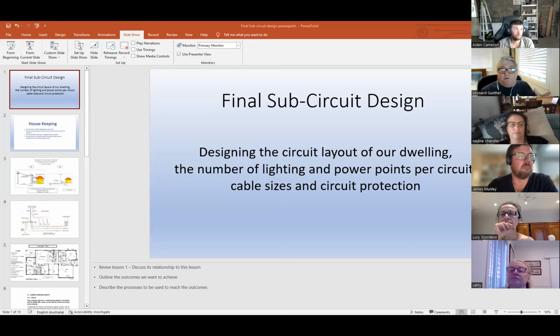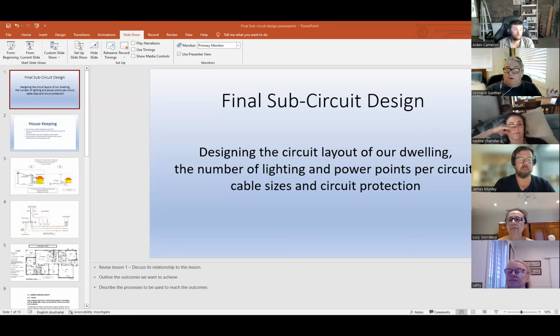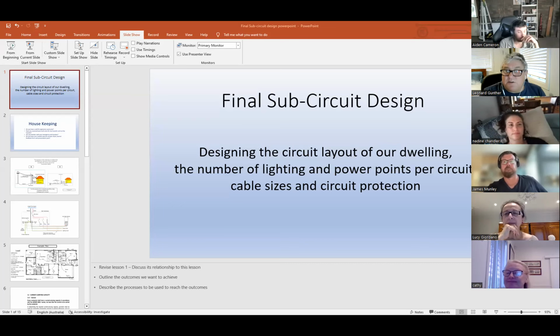We'll look at wiring rules, and there are no calculations in this one. We'll just look at how we're going to design that and where we're going to put our power points on each circuit. So that's our outcome. That's what we want to achieve tonight: to be able to pick up a plan, look at it, and work out exactly what we're going to do when we go to wire a house. Okay, everybody on the same page? Everyone understand? Yep. We've got everybody on board now, I think, which is good. Okay, so we'll just go to the next slide.